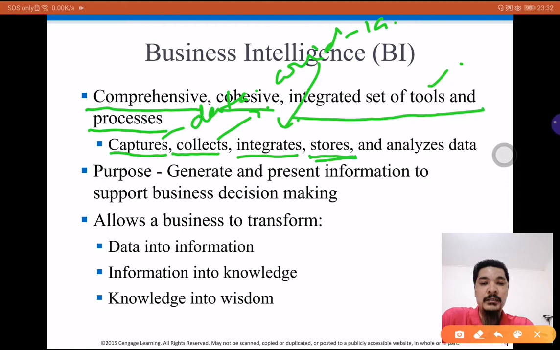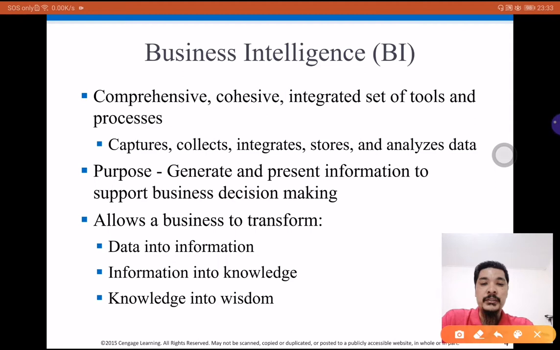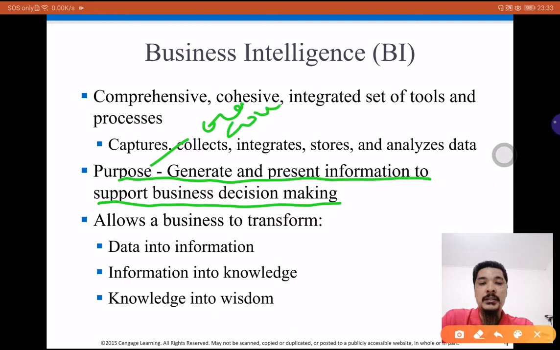That's why every day, the Ministry of Health Malaysia holds a press conference to present the data. Normally the process is something like this. They are using business intelligence to project what is next, what is next, and so on. The purpose is to generate and present information to support business decision making. During the era of COVID-19, we can see there is lots of data that we gather, collect, integrate, to what?